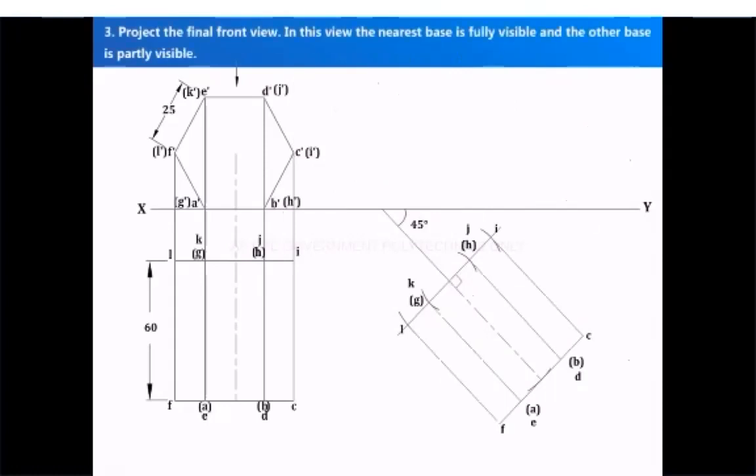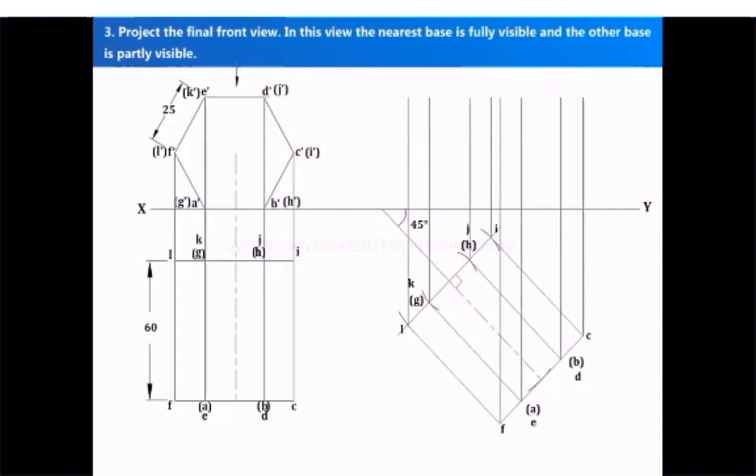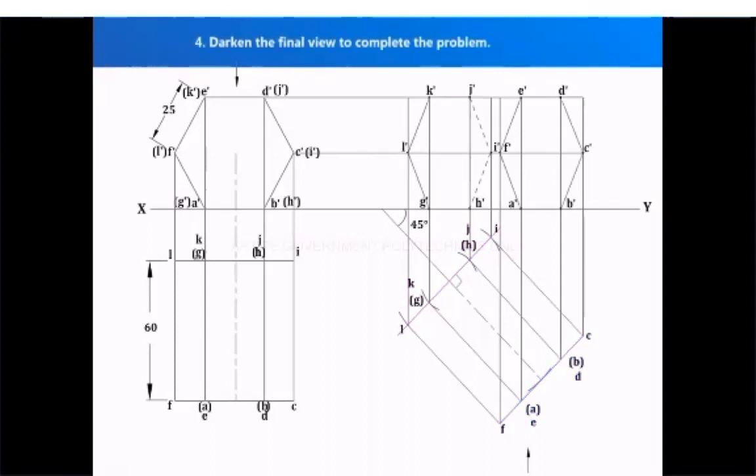Now project the final front view. In this view, the nearest base is fully visible and the other base is partly visible. Darken the final views to complete the problem.